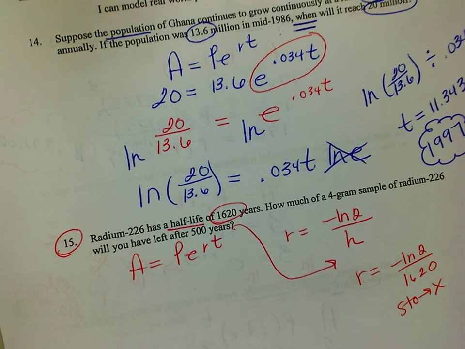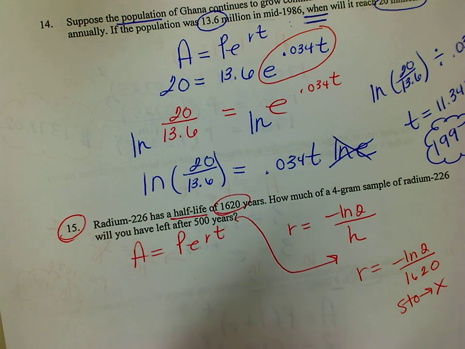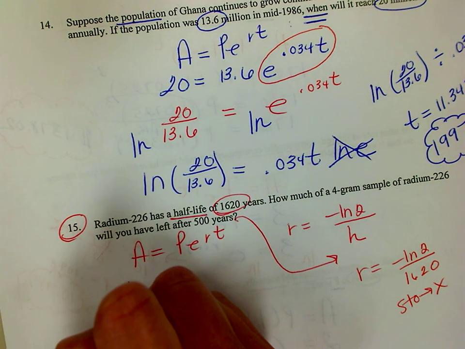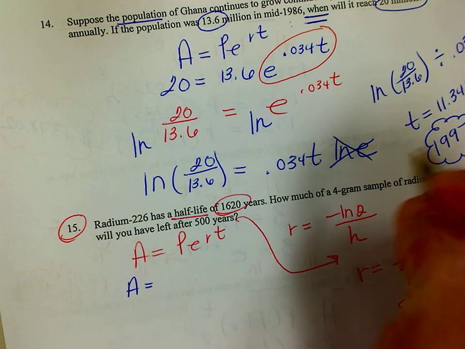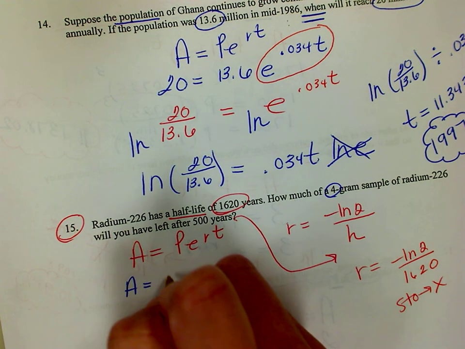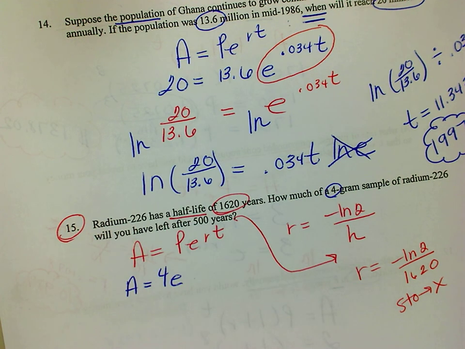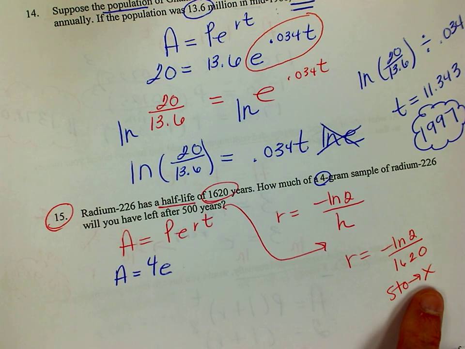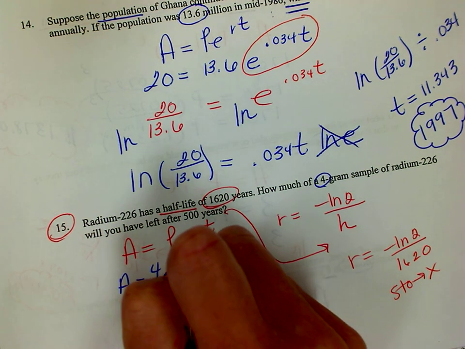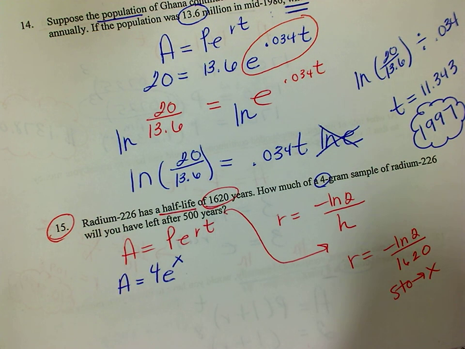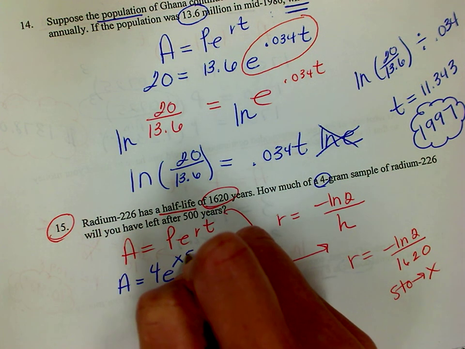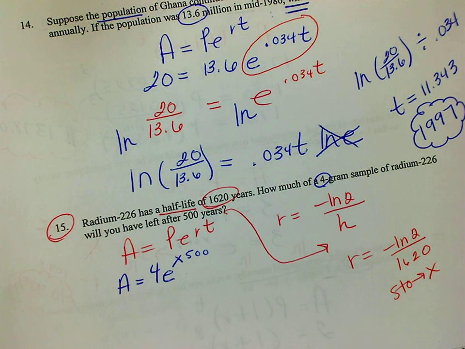Okay, let's come back to this equation now. So the ending amount, we don't know what that is. The beginning amount is 4. e is just e. The rate is what we just stored in our calculator. So I'm going to call that x now, but x is really a number. And then t is 500.